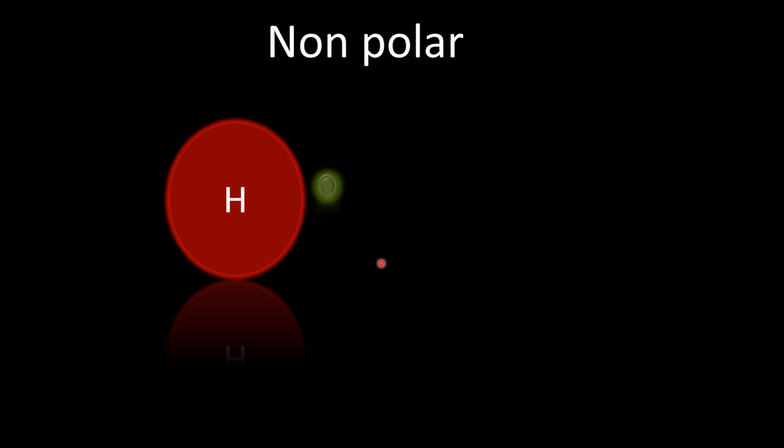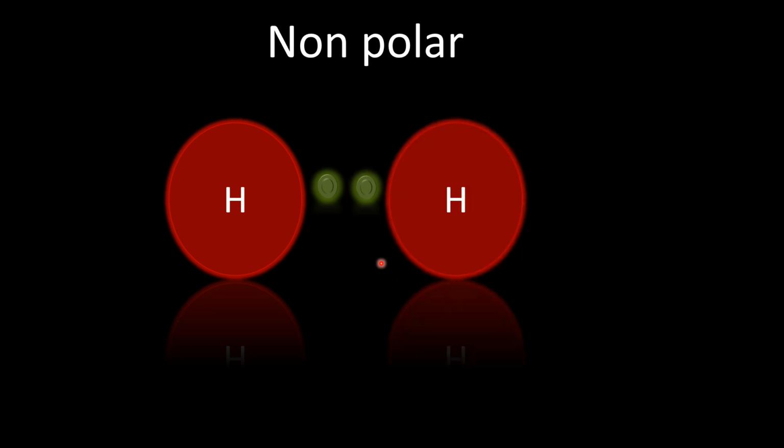Now let's talk about the non-polar molecules. Non-polar molecules, again, we take an example of a hydrogen atom. As the hydrogen atom has one electron revolving around the positively charged nucleus, it needs one more electron to complete its orbit. So when this hydrogen atom shares this electron with another hydrogen atom, both having an electronegativity value of 2.1, there is equal sharing of electrons.